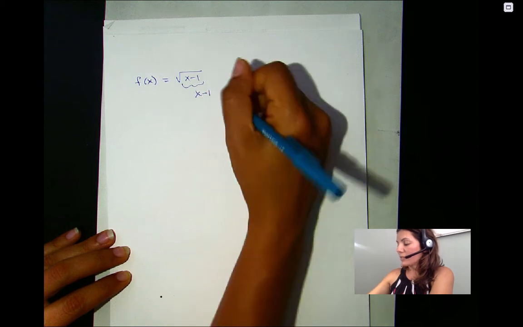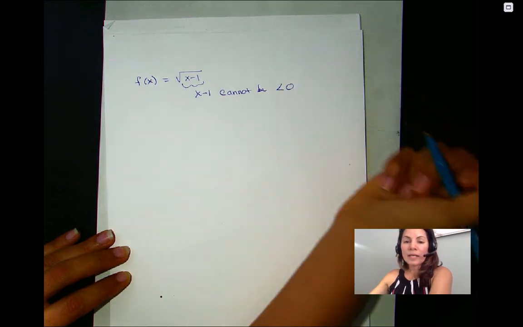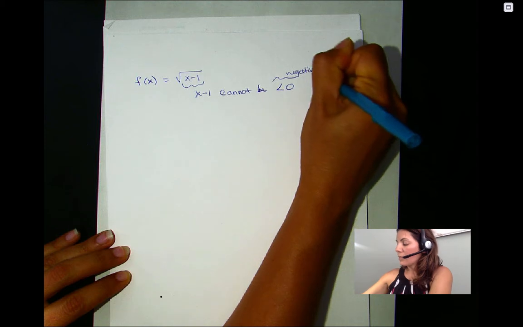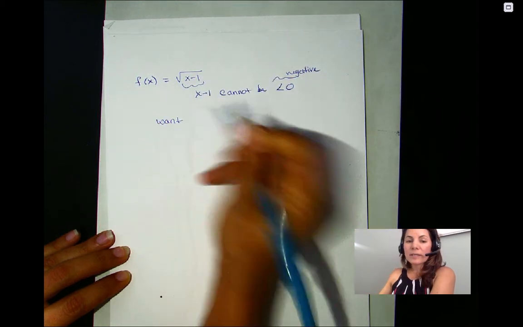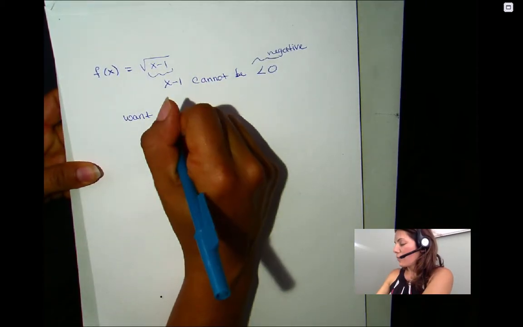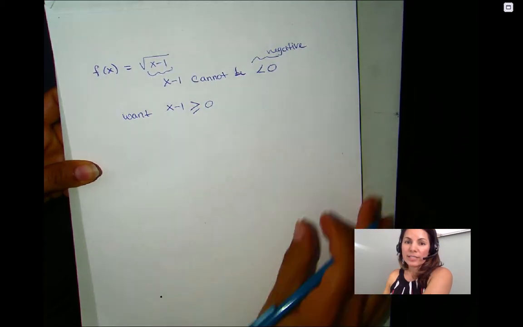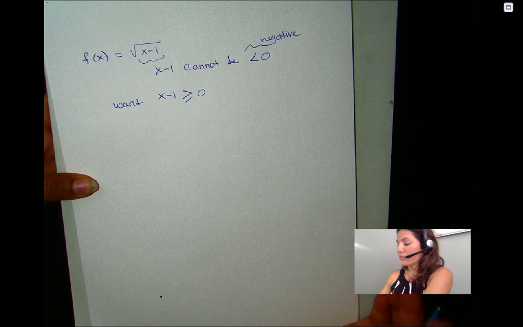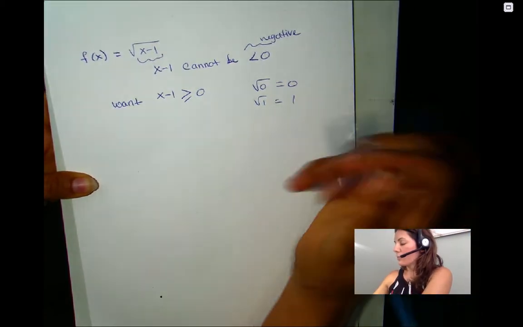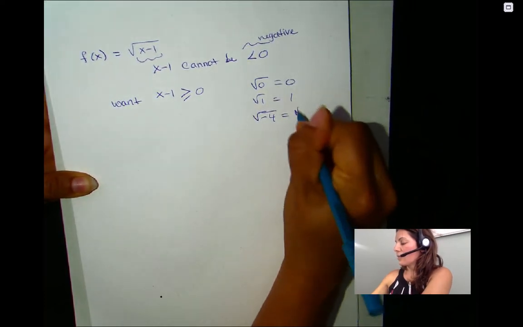x minus 1 cannot be a negative number. Cannot be less than 0. So that means we want the quantity x minus 1 to be greater than or equal to 0, because we can only take the square root of positive numbers and of 0, right? The square root of 0 is 0. The square root of 1 is 1, and so on. But you can't take the square root of a negative number. This is not a real number.